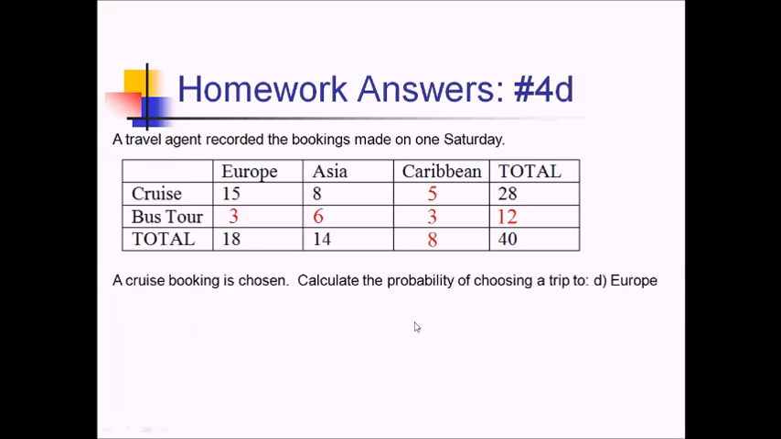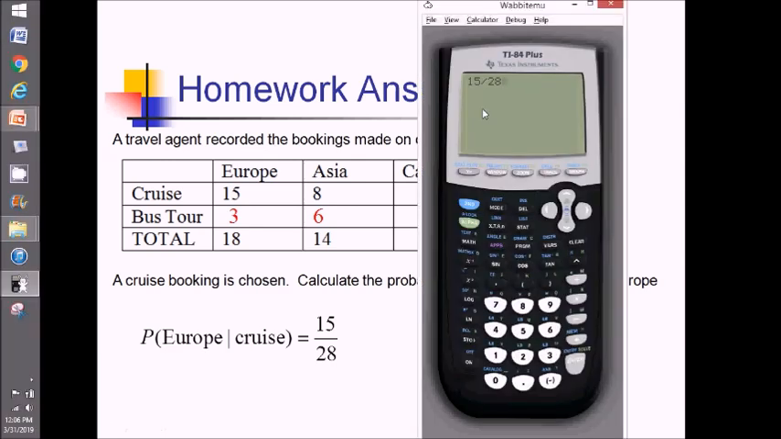For part D, a cruise booking is chosen, so that's some very important wording. Calculate probability of choosing a trip to Europe. So if we're doing cruise bookings, that means we're finding the probability of Europe given cruise. So that means that we can only look at this cruise row right here that had a total of 28. So this cruise 28, that is our new denominator. And now we just want to know how many out of those 28 went to Europe. So that's a probability of 15 out of 28, which we'll do on the calculator. And that comes out to 0.536.